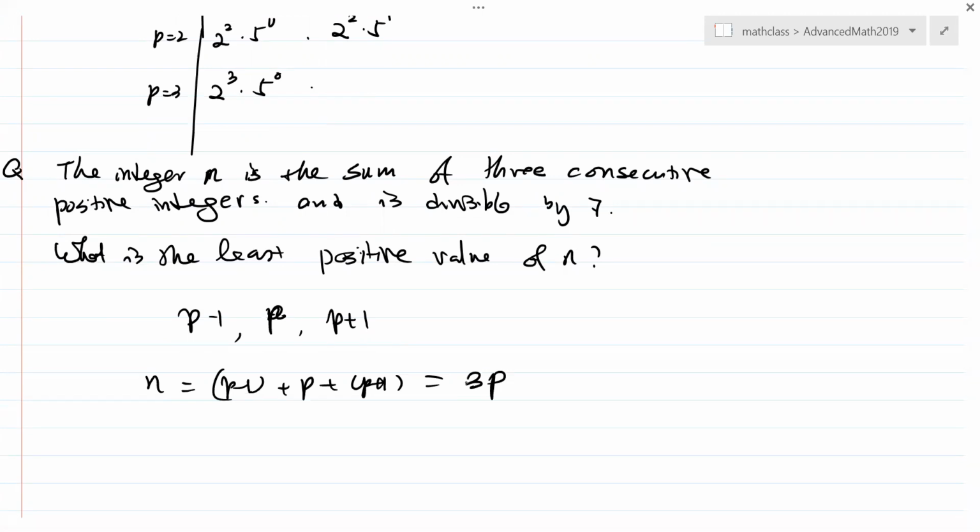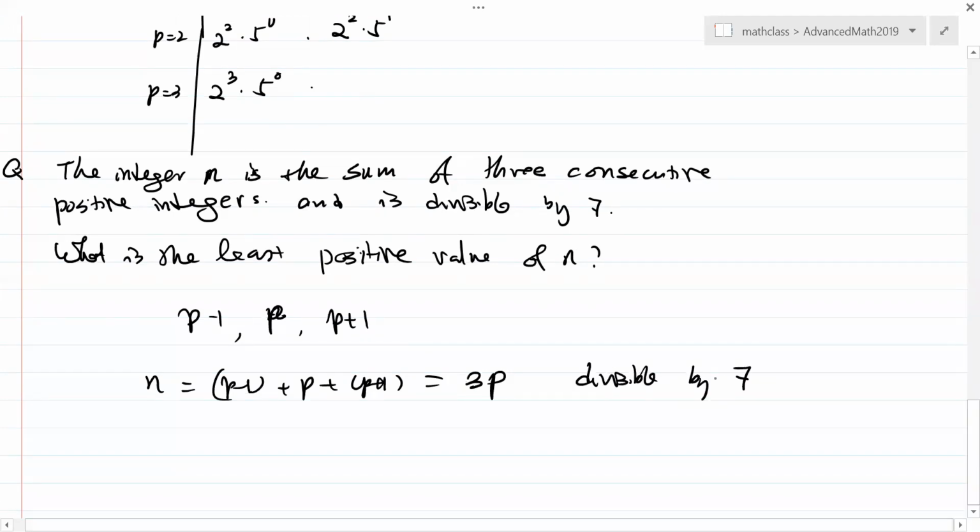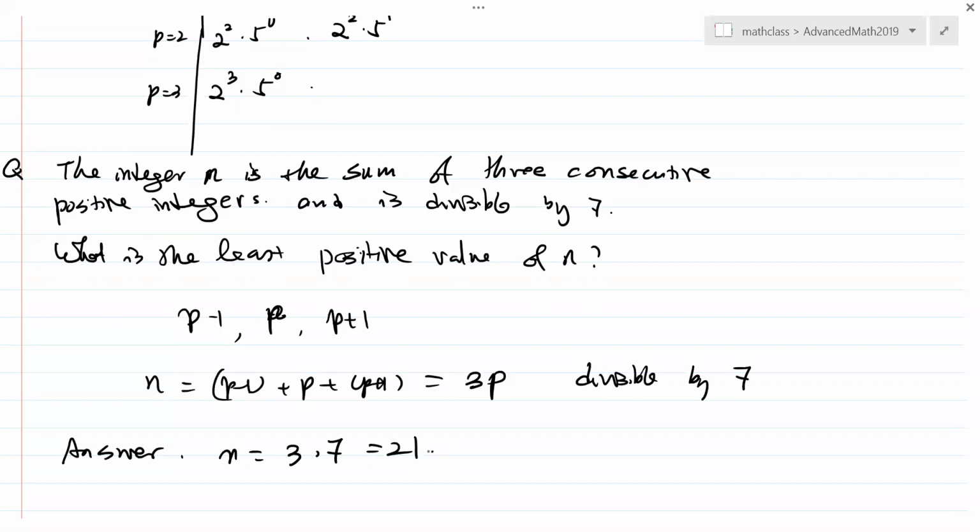And so the sum must be in this form, a multiple of 3. But there's an additional condition, divisible by 7. So clearly p is divisible by 7, and the smallest value for p is 7. So therefore the answer is n equals 3 times 7, which is 21. This is a more general way to solve the problem.